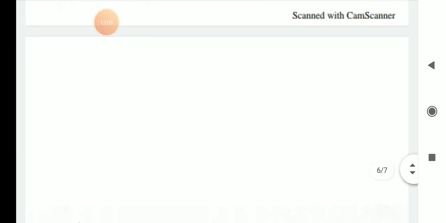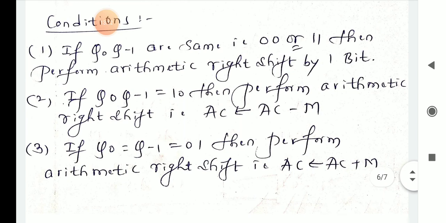So next, the conditions or algorithm. First, if Q0 and Q minus 1 are the same, that is 0 0 or 1 1, then perform arithmetic right shift by 1 bit.